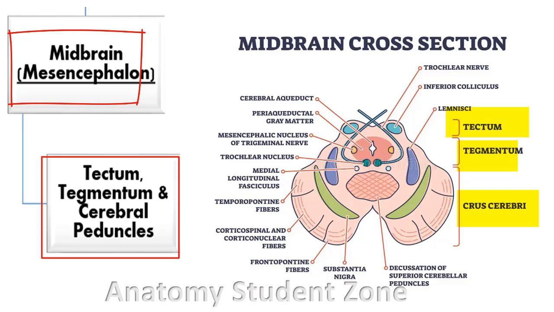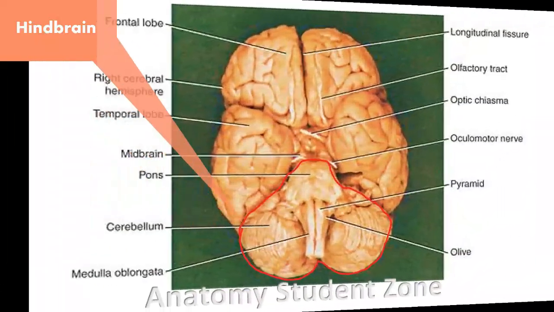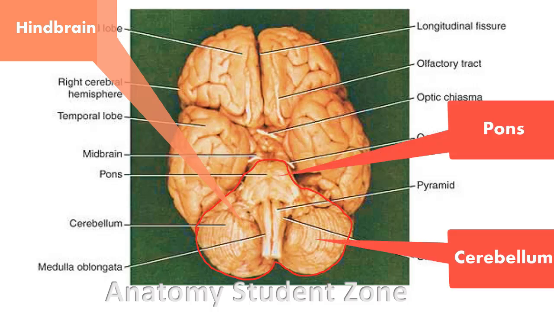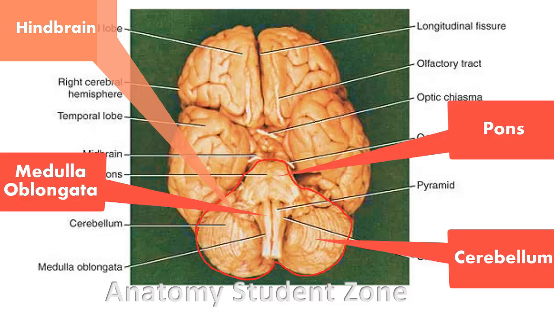At the end, I will cover the hindbrain or rhombencephalon, highlighted with the red color in this image. We had seen that the hindbrain also divides into two secondary vesicles, the metencephalon and the myelencephalon. The metencephalon further forms the pons and the cerebellum, and the myelencephalon will form the medulla oblongata.